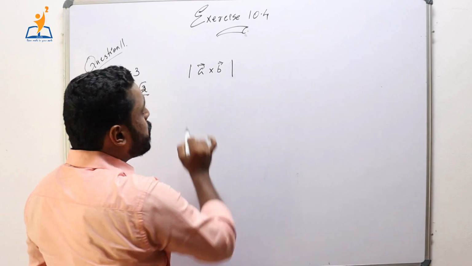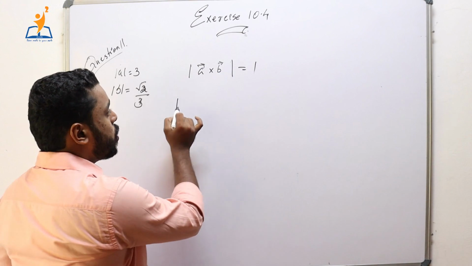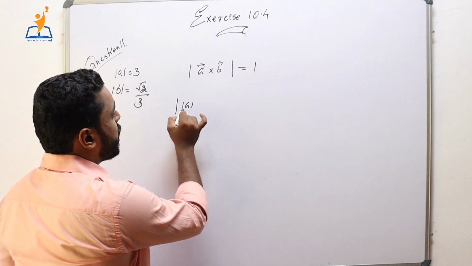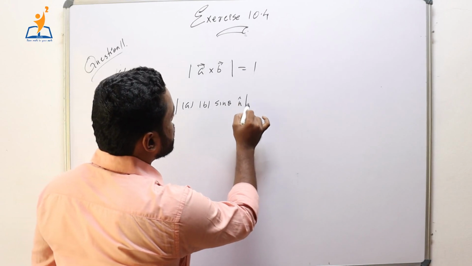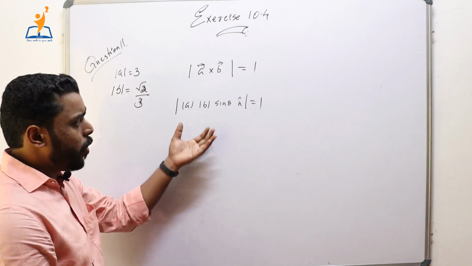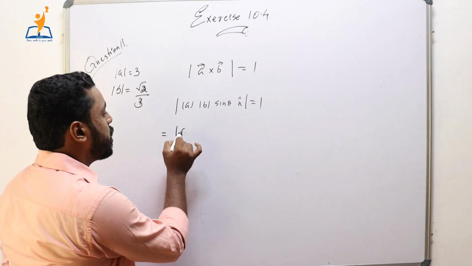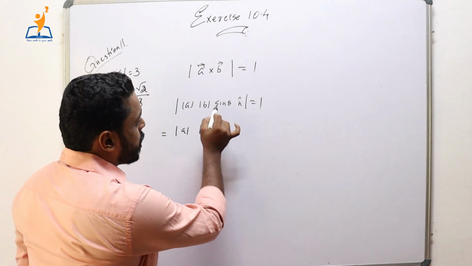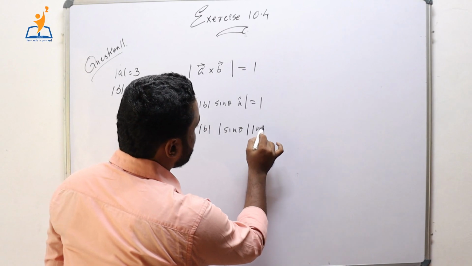We know that A cross B is a unit vector only if the magnitude is equal to 1. Now, it is equal to modulus of mod A mod B sin theta n cap is equal to 1, since A cross B is nothing but mod A mod B sin theta n cap. Now we can just expand this modulus. It is equal to mod A, which is the absolute value, mod B, mod sin theta into mod n cap.